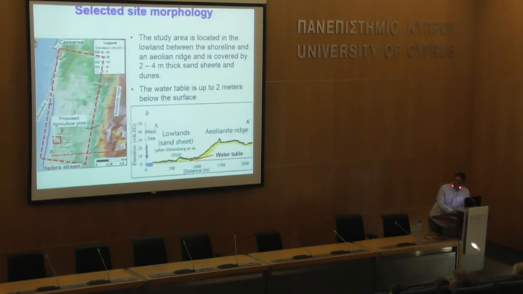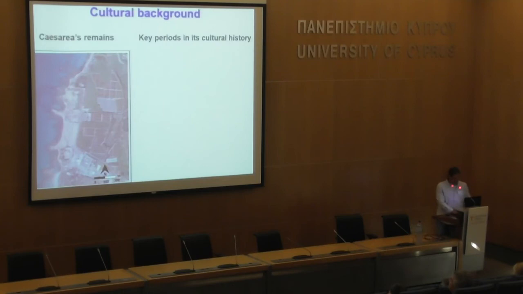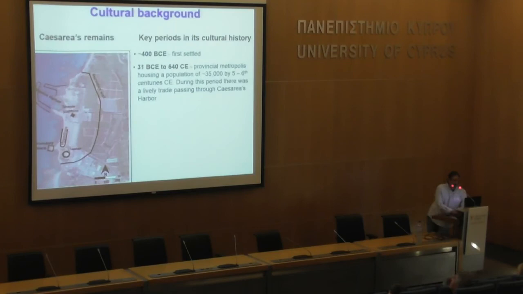Caesarea, which is located in the northern part of the study area, was first settled 400 years before the Common Era. Then, from the first century before the Common Era and until the 7th century, it became a provincial metropolis housing a population of about 35,000 people from the 5th and 6th century. During this period, there was a lively trade passing through its harbor.